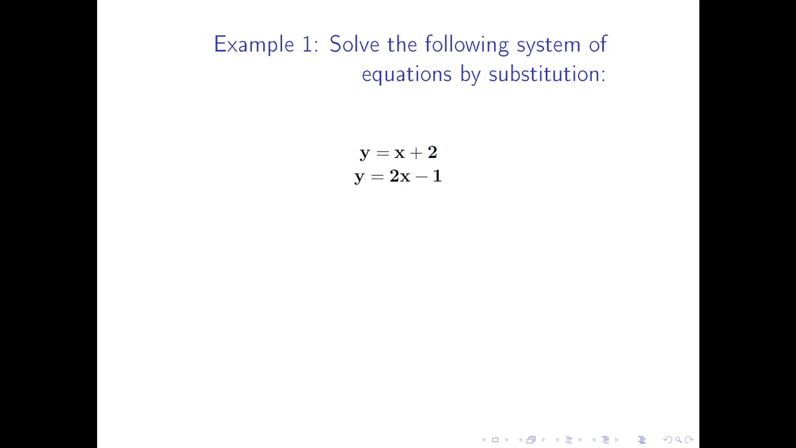So here's my system of equations. y equals x plus 2, and y equals 2x minus 1. Well, substitution means I'm going to swap something in. So notice my second equation, y is equal to 2x minus 1. So I can take that 2x minus 1 and I can substitute it into the other y. Where I see y, I can replace the y with this statement right here. And you get 2x minus 1 equals x plus 2. Okay, I want you to pause the video and solve for x.